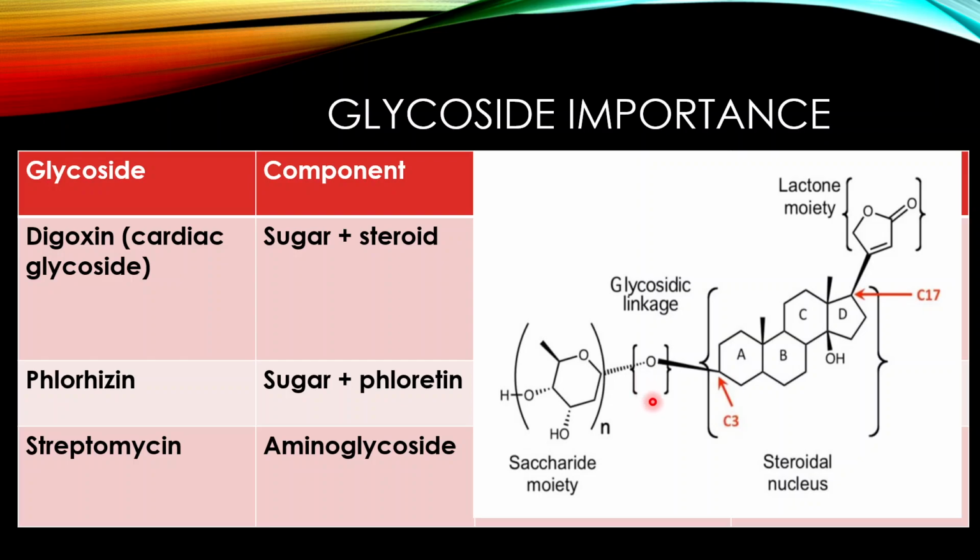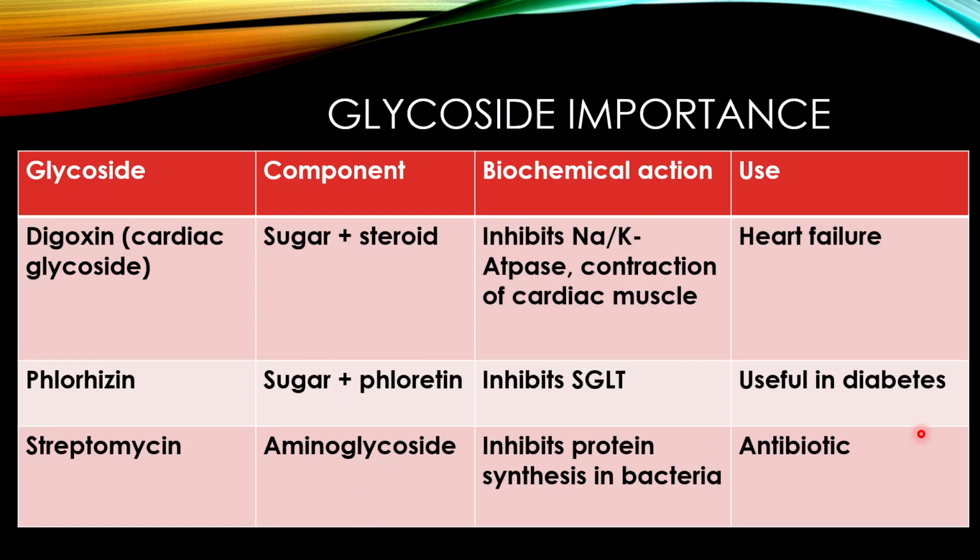So glycosides are a reaction of the hydroxy group present on the anomeric carbon atom with, in this case, a non-sugar. This is the aglycone, having the steroid nucleus and a lactone moiety. So this is the structure of digoxin, which is a cardiac drug. Now what does this drug do? This drug inhibits the sodium potassium ATPase, as a result of which this leads to increased contraction of cardiac muscle.